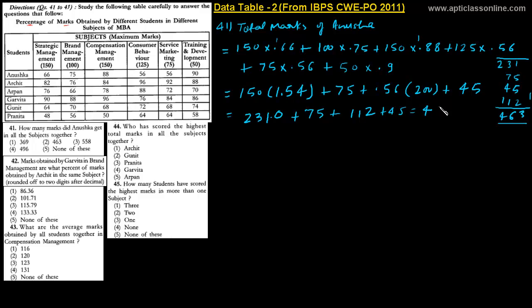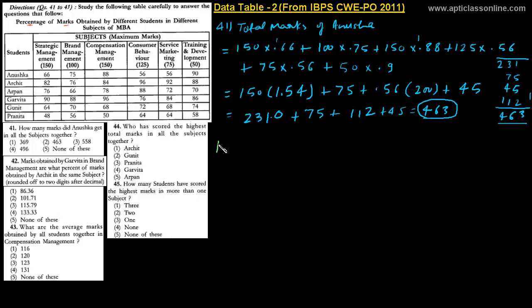So we are getting 463, that is the total marks of Anusha in all the subjects together. So yeah, that is simple actually, but it needs careful calculation. Okay, so let's move to the second question.